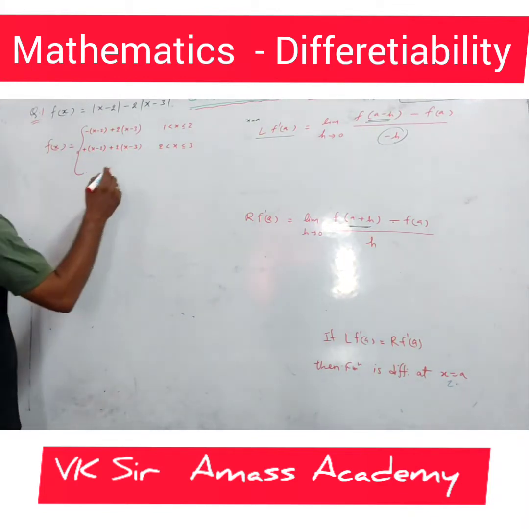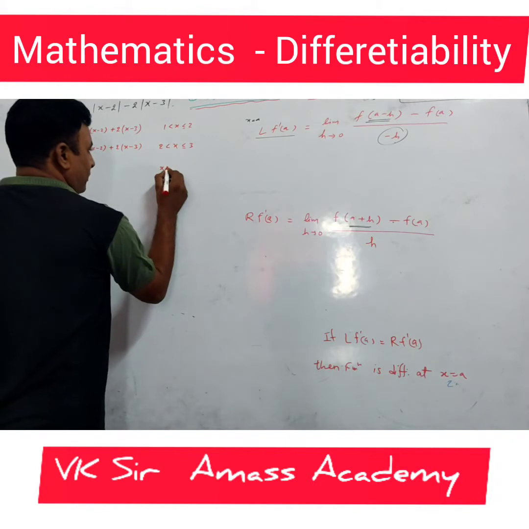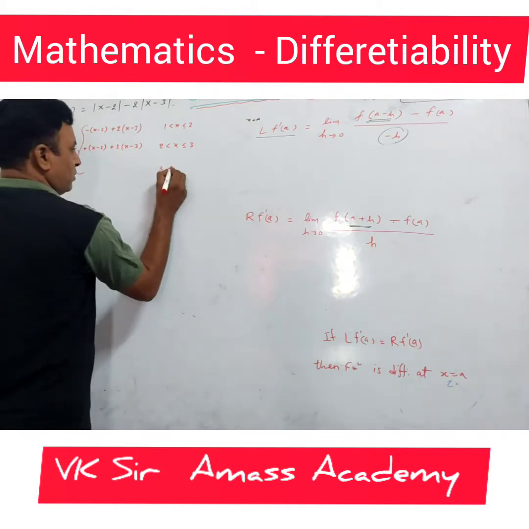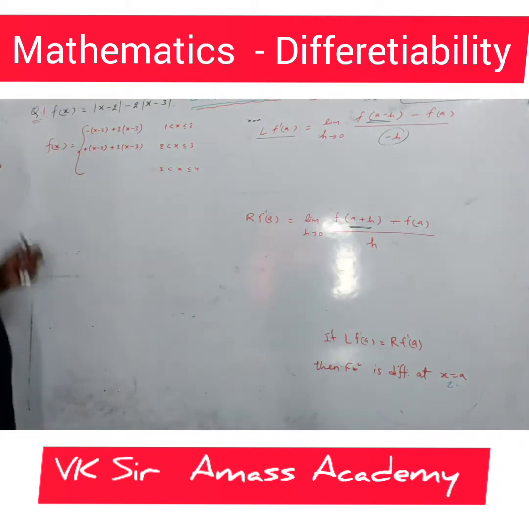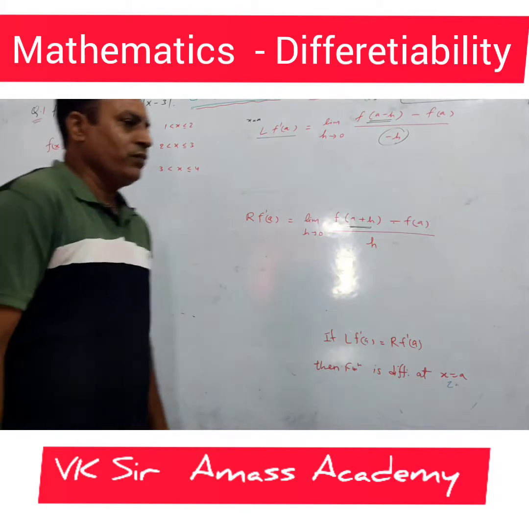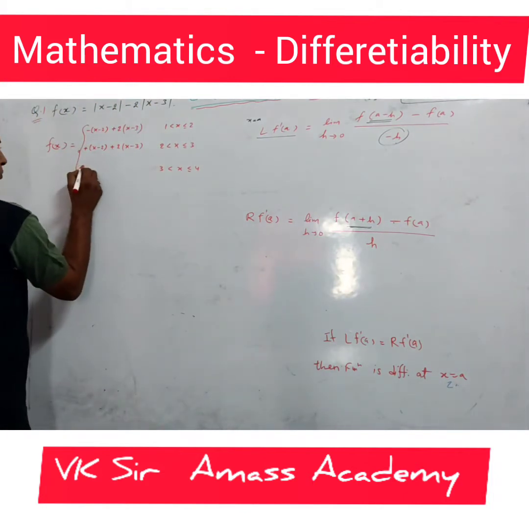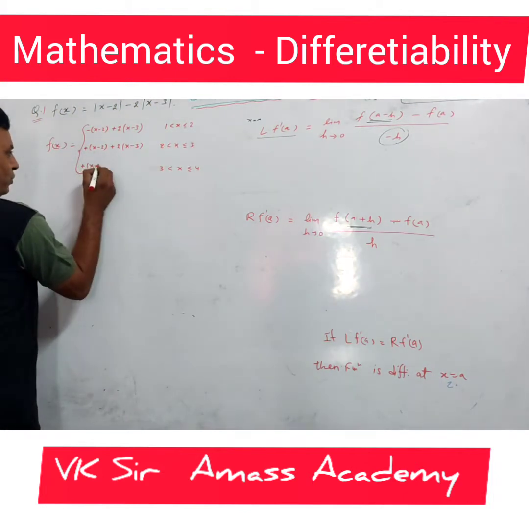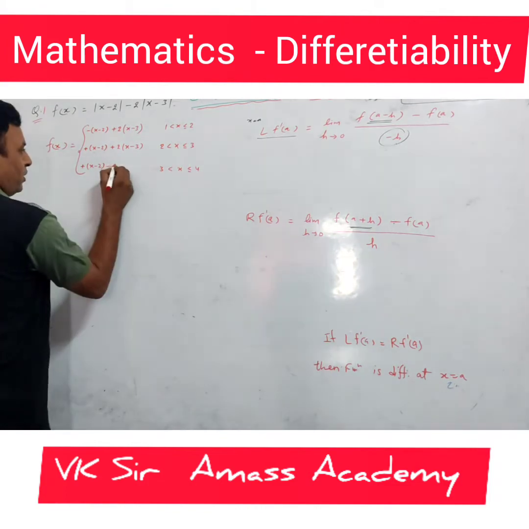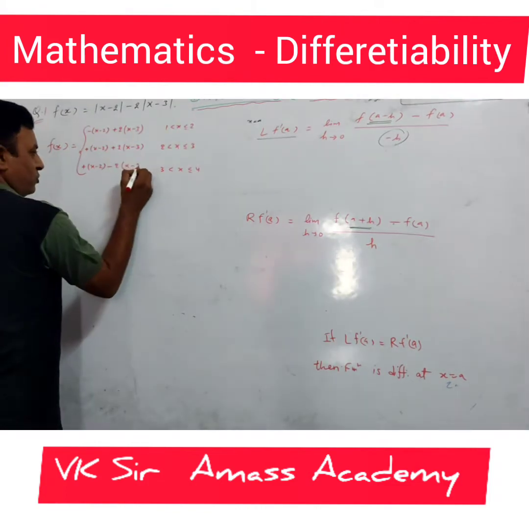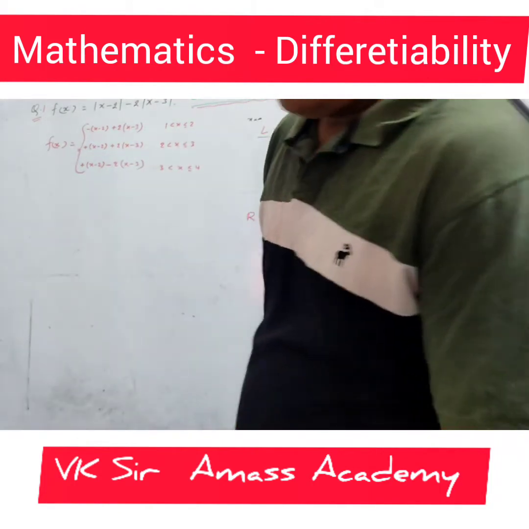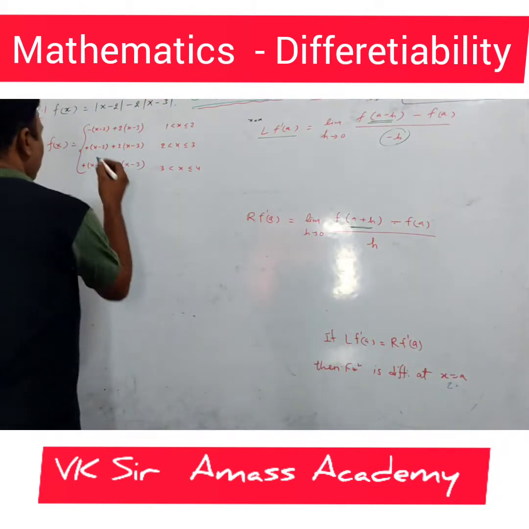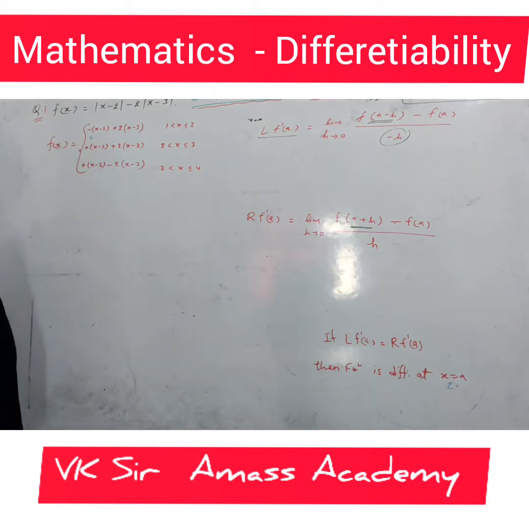Third part, x is greater than 3 and less than or equal to 4. Between 3 and 4, both are positive: x minus 2 is positive and x minus 3 is also positive. Then we will calculate the value of the function.